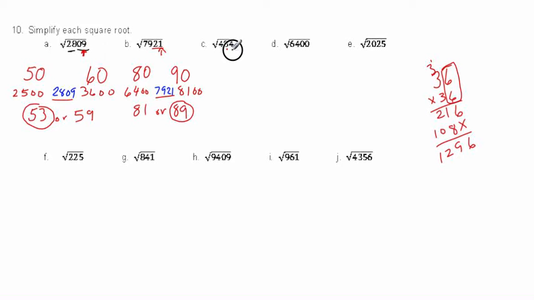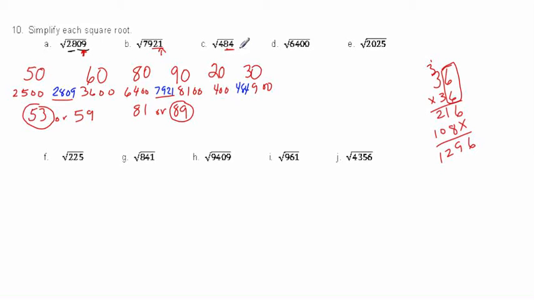Okay, here we're going to get rid of the 84 to begin with, and we're going to look at 4. So we know what times what would give us a 4. Well, it's going to be 2 or a 3. Okay, so we know it's going to be between 20 and 30, which means it's going to be between 400 and 900. And our 484 does fall between there, so we're good so far.